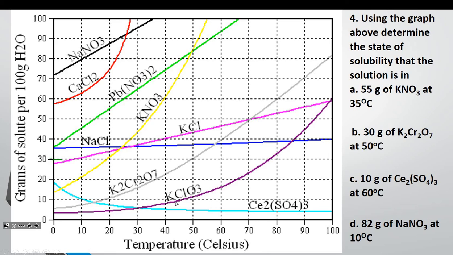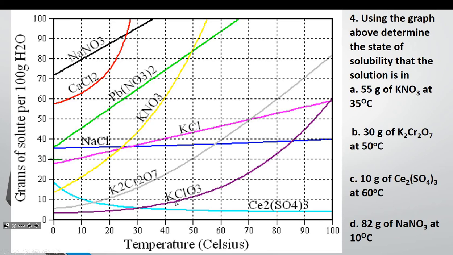Look at the y-axis. What is it labeled? Grams what? Oh, for 100 grams of water. So how much I can dissolve in 100 grams of water. So how much solute can I dissolve in 100 grams of water at a specific temperature, right? Okay, so let's go and find out.